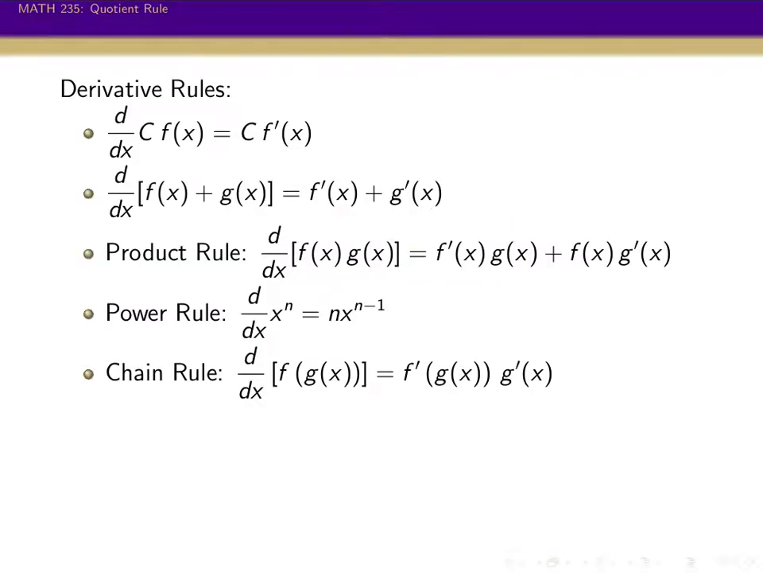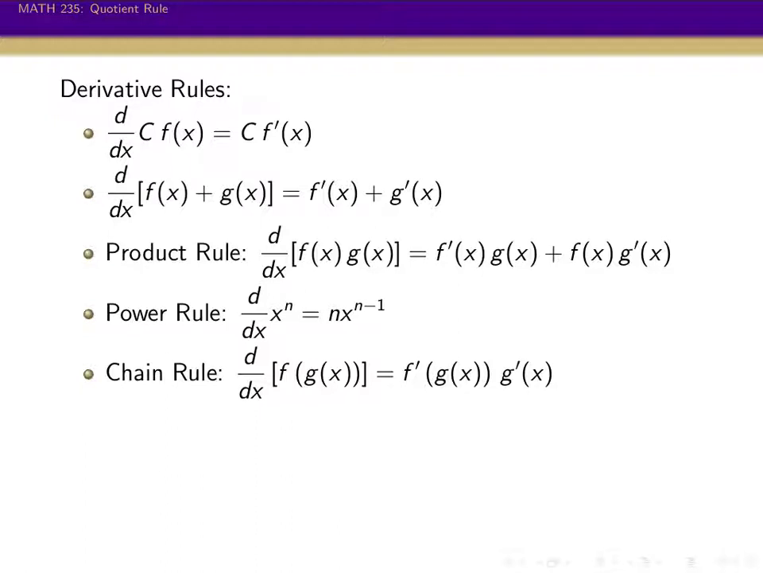Over the last couple of videos we have been looking at derivative rules, and so this is a recap of what we've seen so far. So first, if you take the derivative of a constant times a function, it's just going to be a constant times the derivative, so we can pull constants out. If we're taking the derivative of a sum, then it becomes a sum of derivatives. That isn't true with products, though.